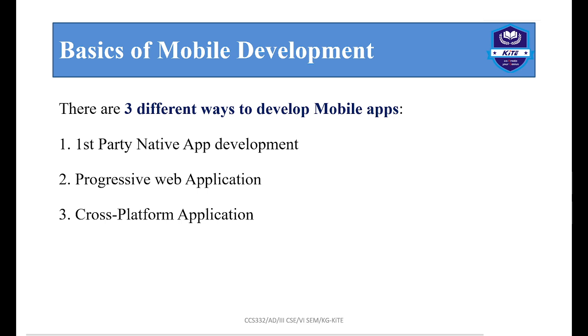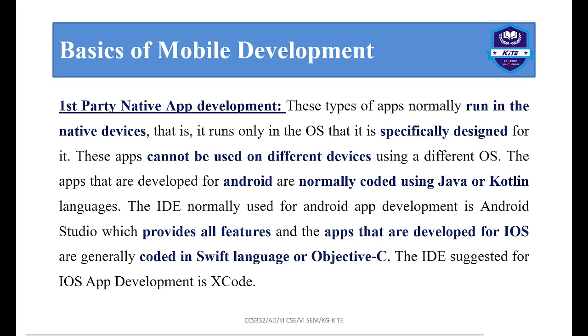First, we'll move on with first party native app development. It runs on the native devices and it is specifically developed only for that particular purpose. It may not be incorporated for any other purpose. Once it is developed for a specific application, only the requirements of that application will be satisfied. It cannot be used for any other applications.